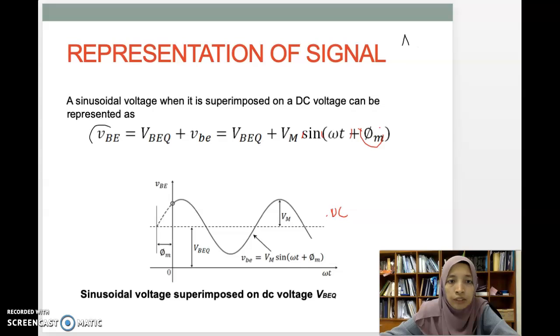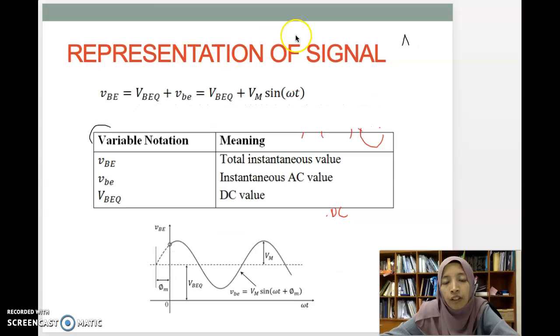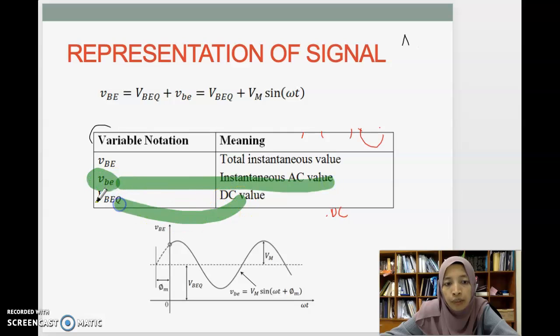Okay, so now let's go next. The last slide for today. So this is the summary. For your AC, it will be all small. For your DC, it will be all capital. Total will be small v, capital B and capital E. You're going to use this throughout your electronic analysis.